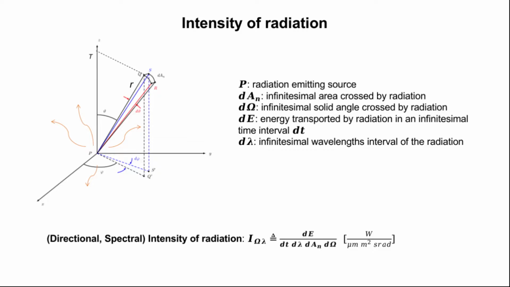Let's call dE the energy transported by radiation in an infinitesimal time interval dt. And let's call d lambda an infinitesimal wavelength interval of the radiation. The intensity of radiation, I omega lambda, is then defined as dE over dt, d lambda, dAn, and d omega, which is the energy per unit time carried by radiation with wavelengths d lambda across the area dAn, coming from the direction d omega. So, I omega lambda depends on the direction and wavelength of the radiation.